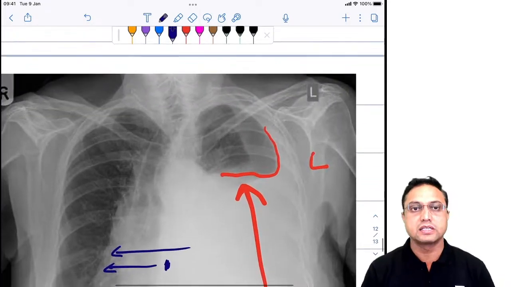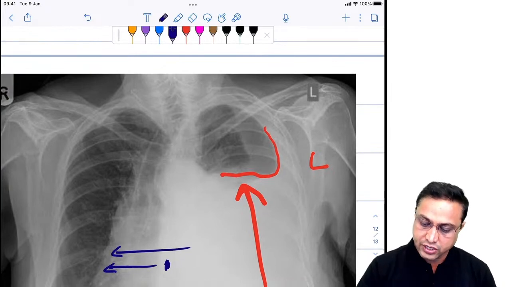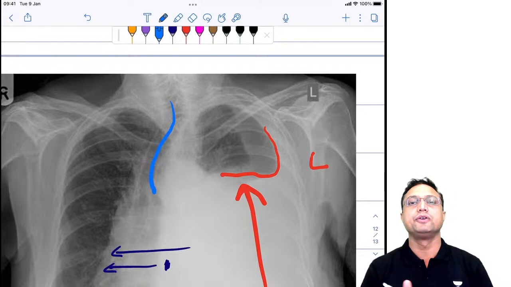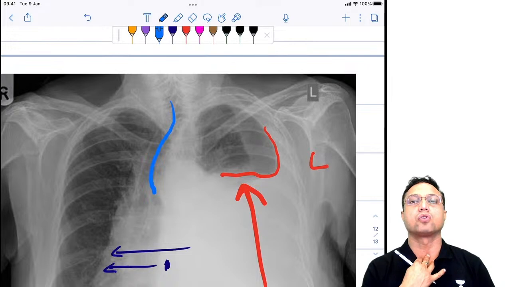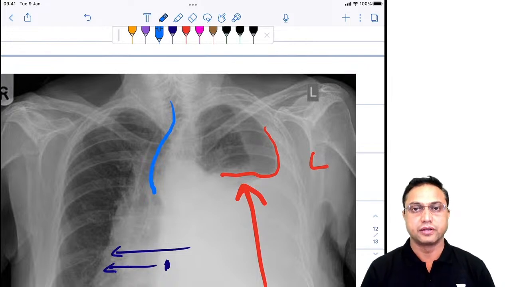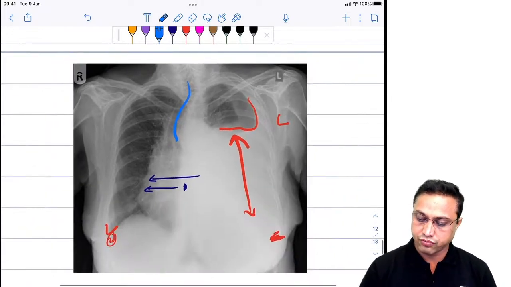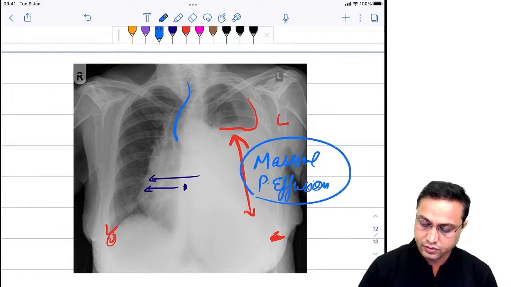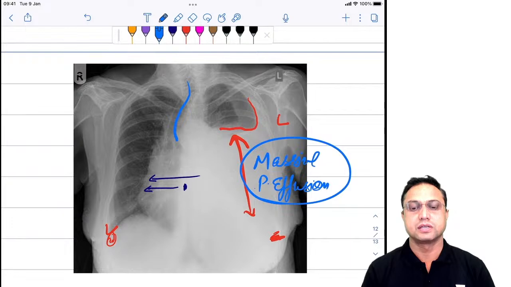And if you look at this area, you will appreciate that the trachea has gone to this level. So this is called shift of the mediastinum. Clinically, you can put your fingers, and this is called the trail sign, right? So this is a case of massive pleural effusion. Massive pleural effusion is seen.